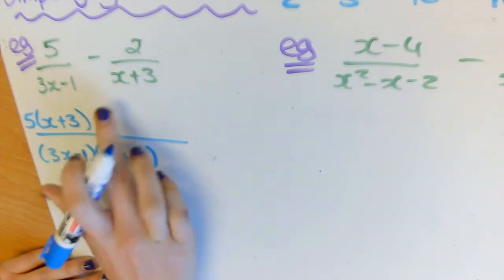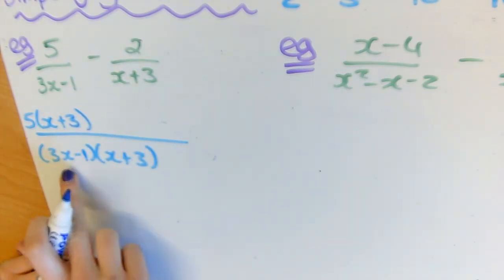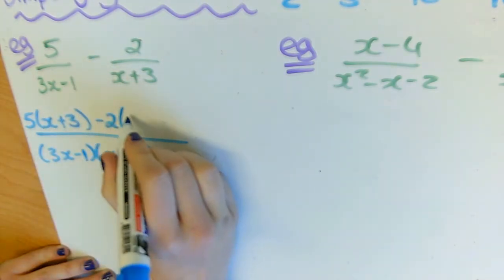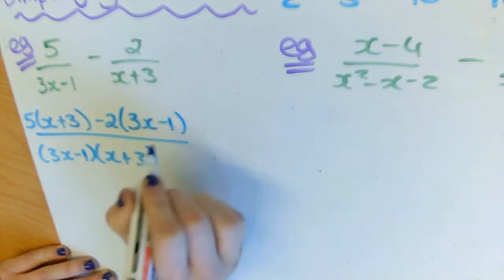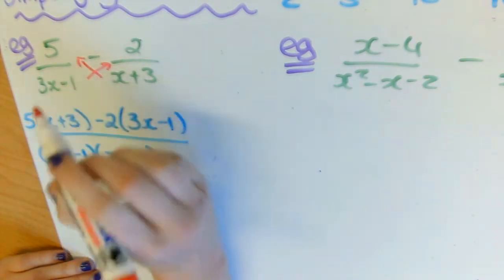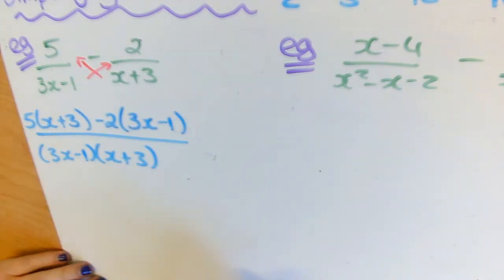If I multiplied x plus 3 by 3x minus 1, I now need to multiply the top, which was minus 2, because of the minus in between, by 3x minus 1. Some people also call this cross multiplying. Okay? So now I multiply at the top.